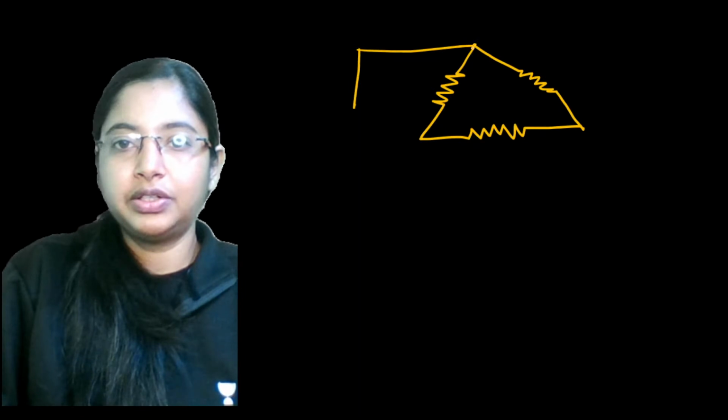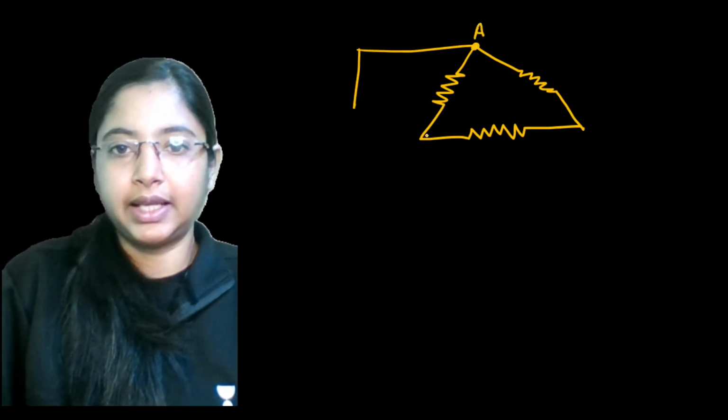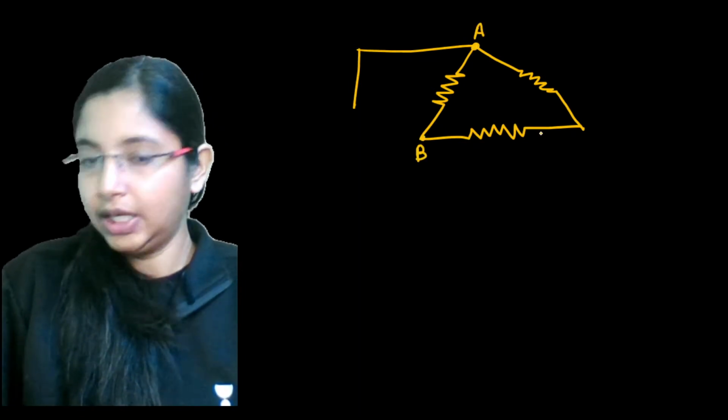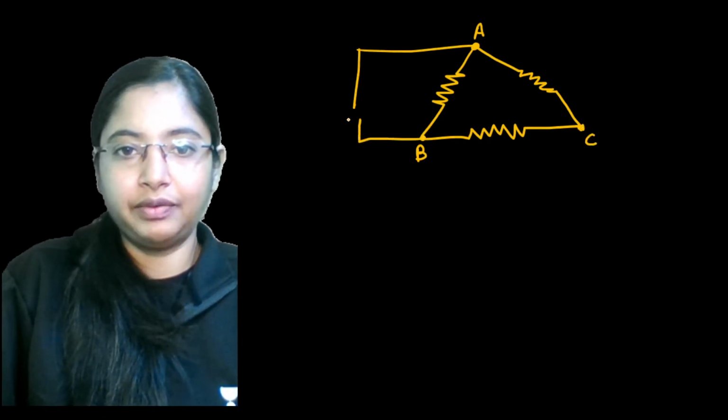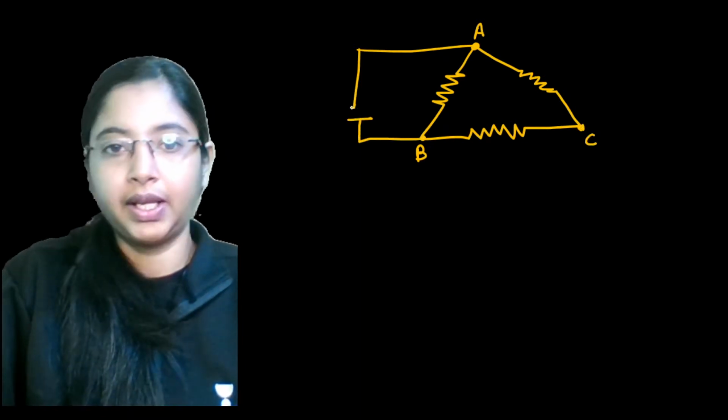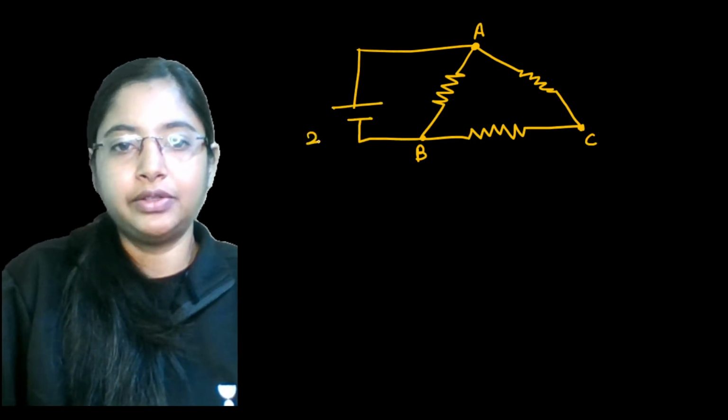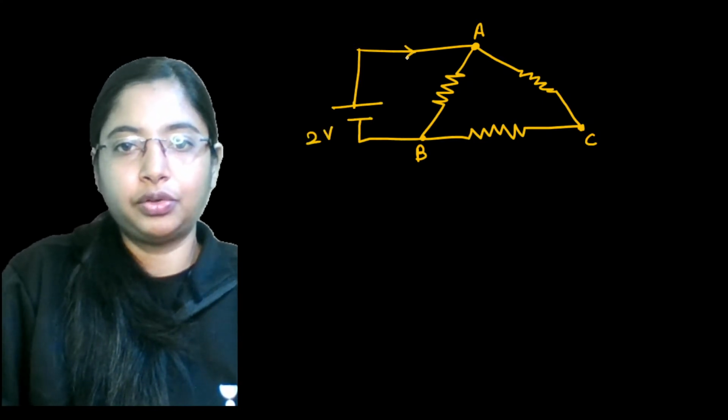Across these points where they meet, let's say this is A, this point is B, and this is C. Now across B, we are going to connect a battery. Let's say the battery is 2 volts. So current is going to go through this place.